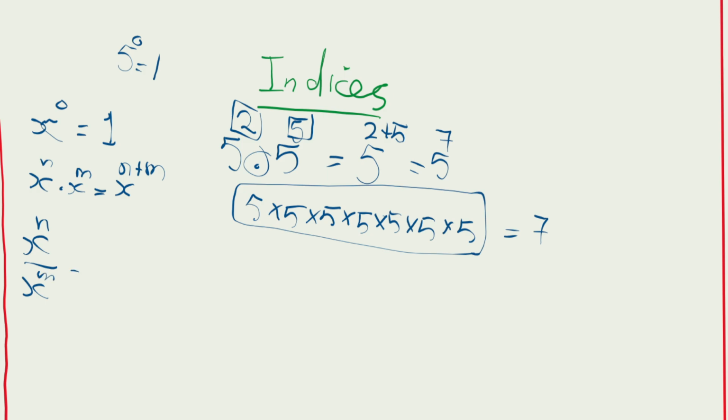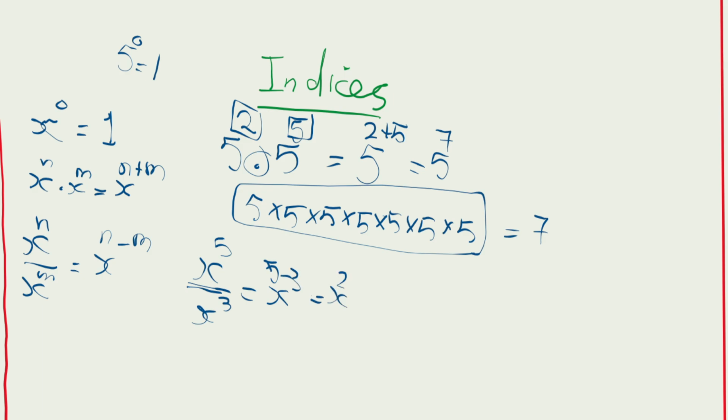The next one is, if it's x to the power of n divided by x to the power of m, just subtract. So it's x to the power of n minus m. So if the question is x to the power of 5 divided by x to the power of 3, it's x to the power of 5 minus 3, which is x squared.